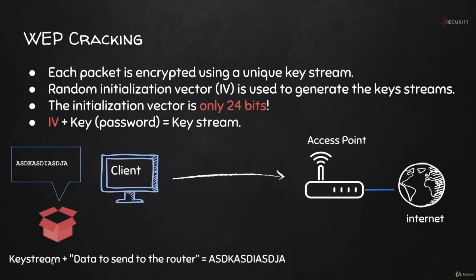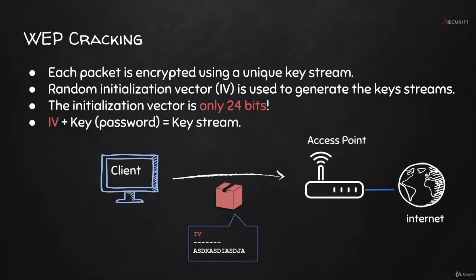So basically we have the key stream plus the data that we need to encrypt gives us the gibberish, and then the gibberish is sent into the air. But before sending this into the air, WEP will also append the initialization vector. This is the 24-bit random number that I said it creates in order to make sure that each packet has a unique key. The reason why it adds the initialization vector to the packet is because once the router receives this packet, it needs to be able to decrypt it.